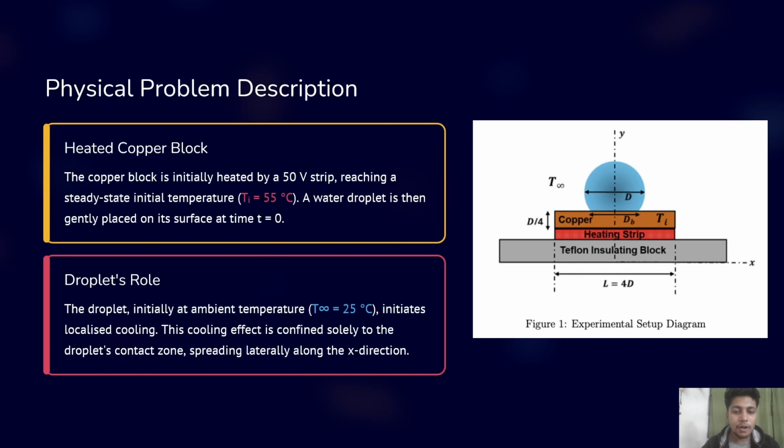In our setup, a copper block is heated using a 50-volt heater strip until it reaches a uniform steady-state temperature of 55 degrees Celsius. At time t equals 0, we place a single water droplet on the surface. The droplet temperature is 25 degrees Celsius, so it immediately begins cooling the copper beneath it. Because copper conducts heat very effectively, the cooling influence spreads sideways through the metal, and our aim is to model the lateral heat flow accurately.